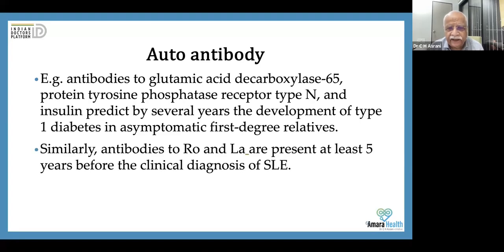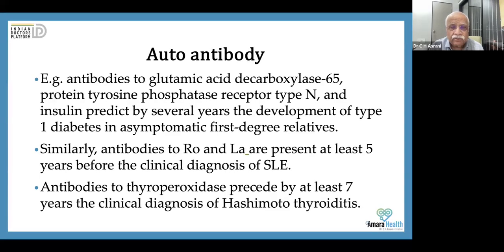Antibodies to Ro and La are present at least 5 years before the clinical diagnosis of systemic lupus. And antibodies to thyroid peroxidase precede by at least 7 years the clinical diagnosis of Hashimoto thyroiditis. Of course, we at our family practice level do not use all this, but it's better to be aware, because whenever a consultant advises an expensive test, your patient will come to you and say, sir, should I do this? And you should know what is the purpose.